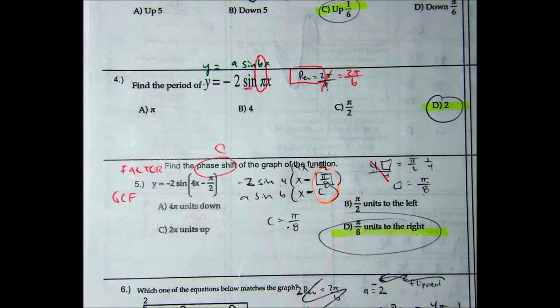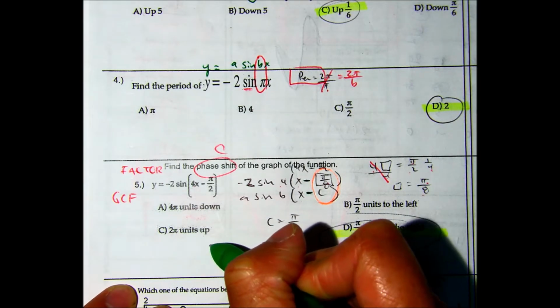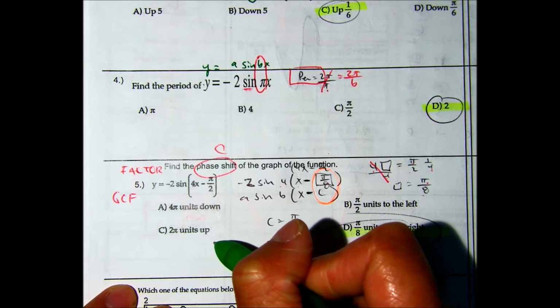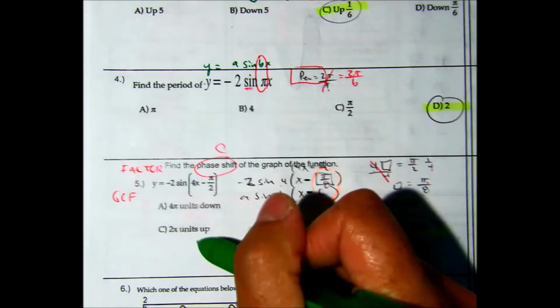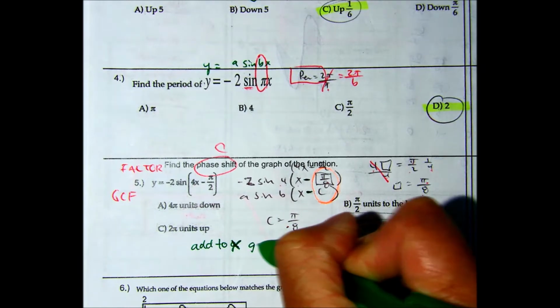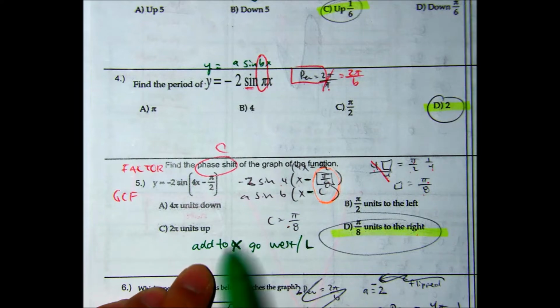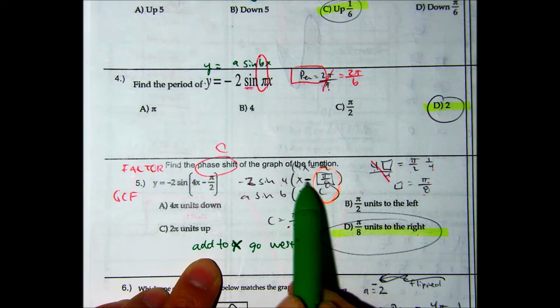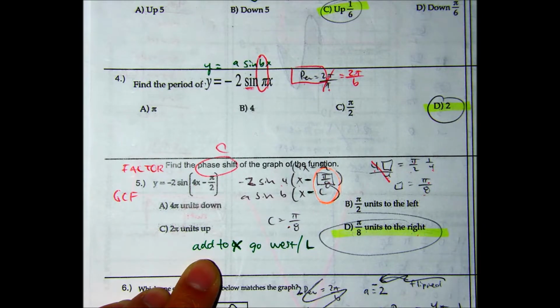Remember, I also had a silly phrase. What is it? No, all students don't take calculus. That tells us positive or negatives. Add to x, go west. West is which direction? Left. So if you see an x adding here, a plus sign, then you're eventually going to phase shift, or the graph's going to move towards the left. Okay? If it's not adding, it's subtracting, then you're actually going the other direction, which is right.